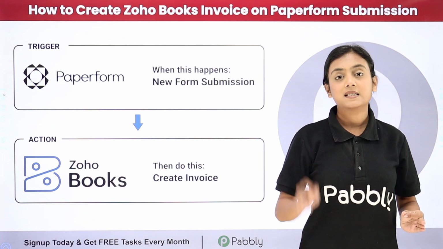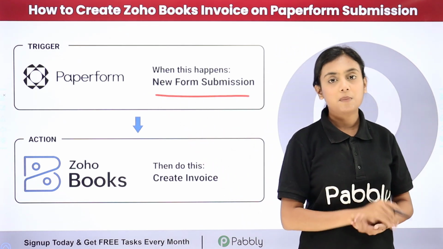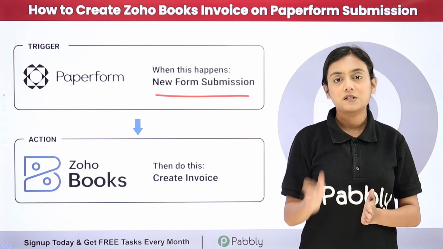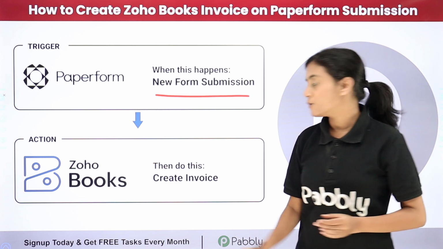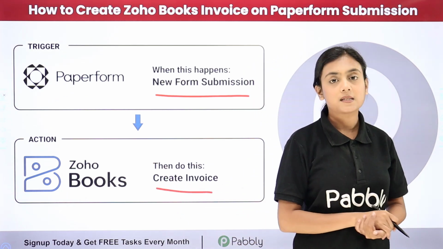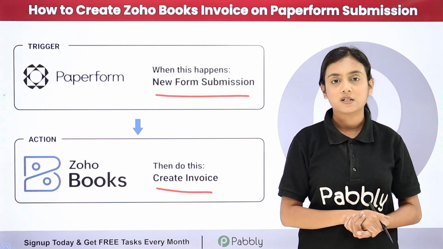Here what I want is that as soon as a new form submission is done using Paperform, and the student selects the course they are interested in purchasing, I want to create an invoice for that same student in my Zoho Books account with the course that they have selected.